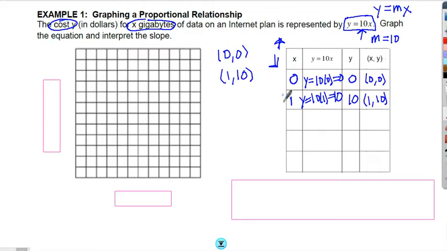And you can do that for any x values. You can test 2, you can do 3, you can do 4, and come up with all the y values and come up with 1, 2, 3, 4, 5 points and plot them. You can do it that way too. It doesn't matter. But if you know that a proportional relationship has 2 points at 0, 0, and 1 comma m, that could be easier.